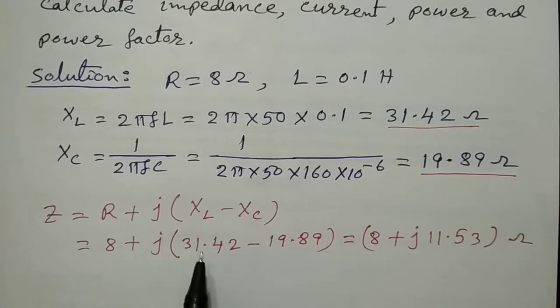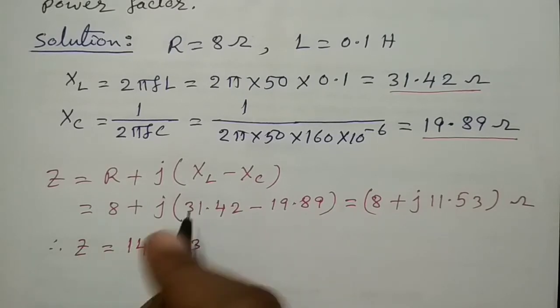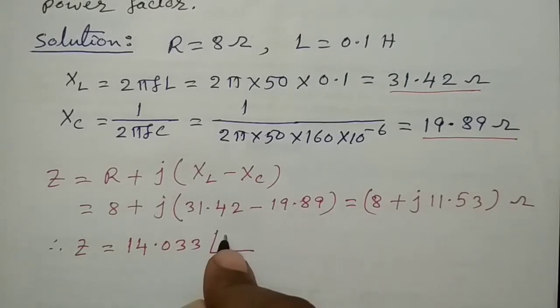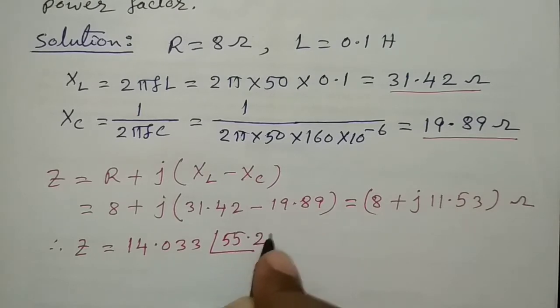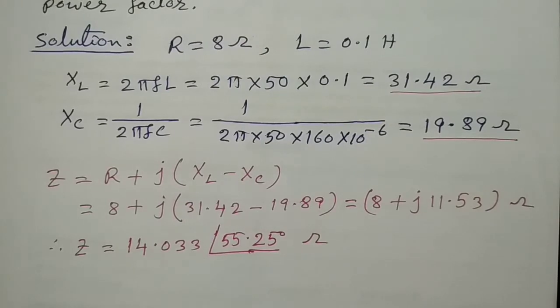You can see that by using complex notation we can easily find the net reactance, that is XL minus XC. We can simply subtract the lower value from the higher value. Now convert this impedance to the polar format. So if we convert this value, the polar format will be 14.033 and the angle will be 55.25 degree. So this is the impedance in polar form.